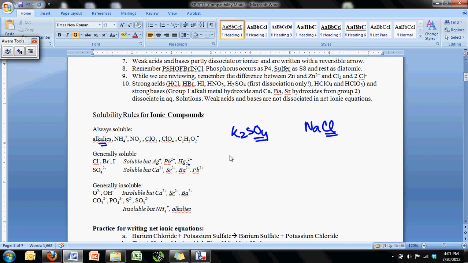So do you think PbSO4 is soluble? Now, what would you do? You'll go to SO4 and sulfates, says generally soluble, but exceptions are calcium, strontium, barium, and lead. So if lead is an exception to sulfates, is it soluble or not? No, it's not soluble.